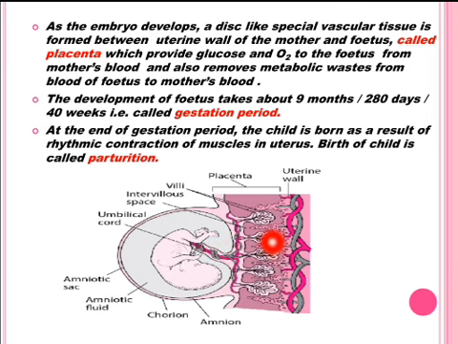The placenta plays a very important role in providing nutrition like nutrients, glucose and oxygen to the fetus from the mother's blood. It also removes the metabolic waste generated in the fetus blood to the mother's blood for its removal. This whole development of the fetus in the uterus of the mother takes about 9 months or 280 days or 40 weeks. This period is known as the gestation period, and when the gestation period gets over, the child is born as a result of rhythmic contraction of the muscles in the uterus called labor pains, and then the child takes birth. Birth of the child is called parturition.